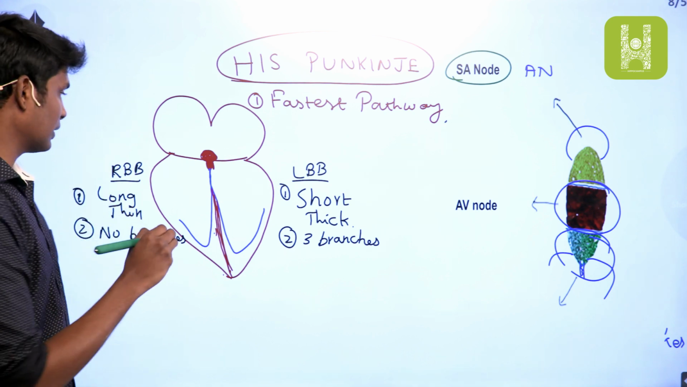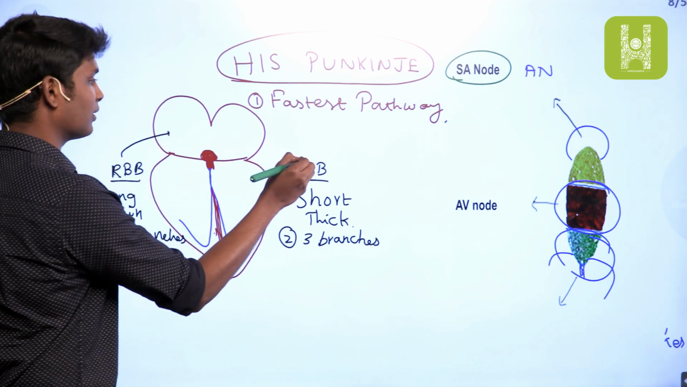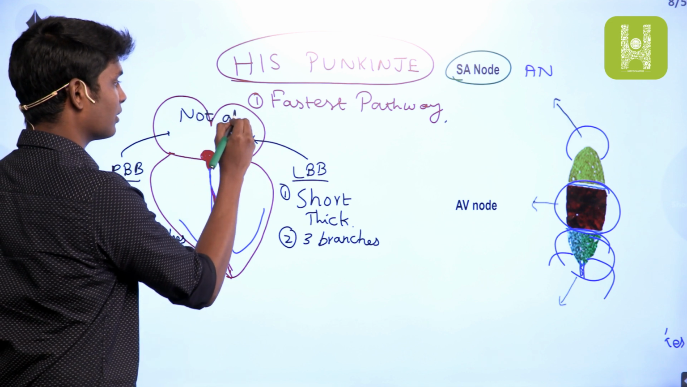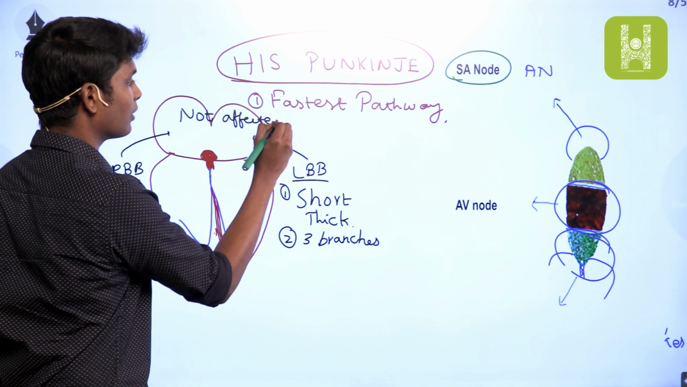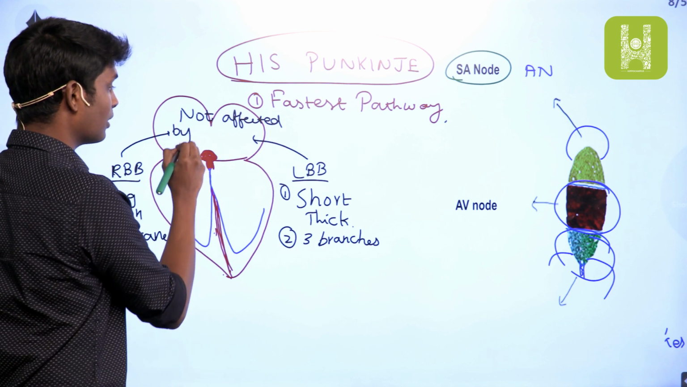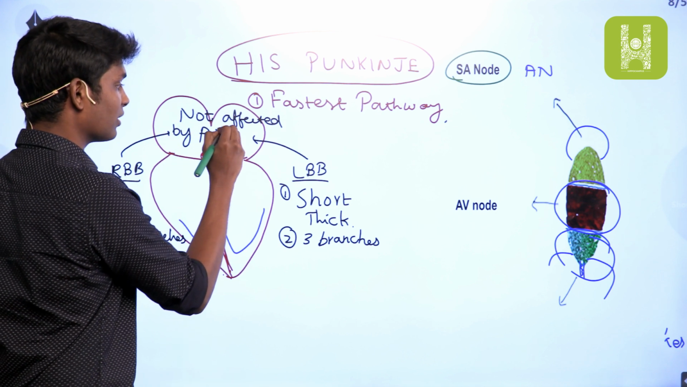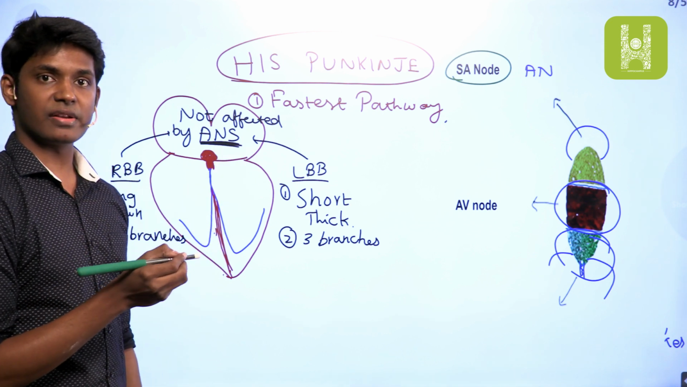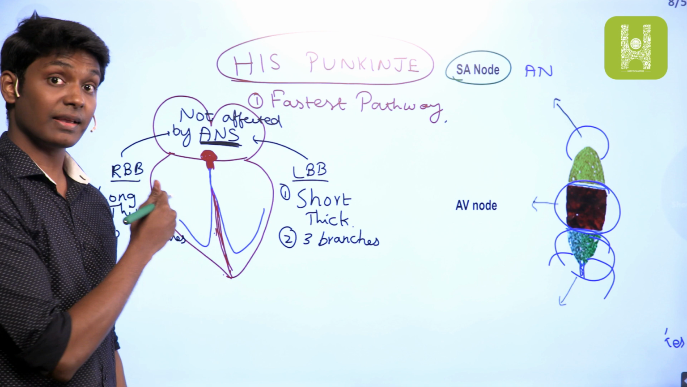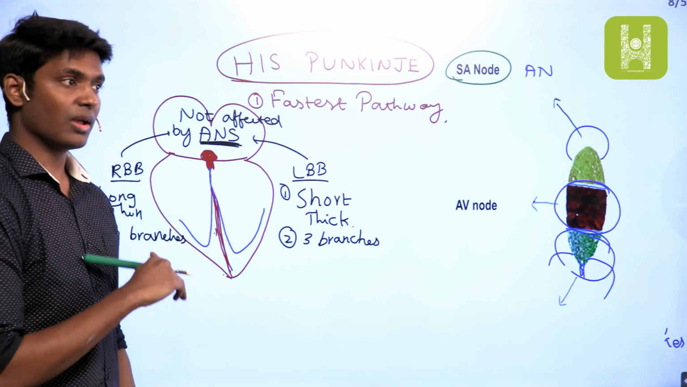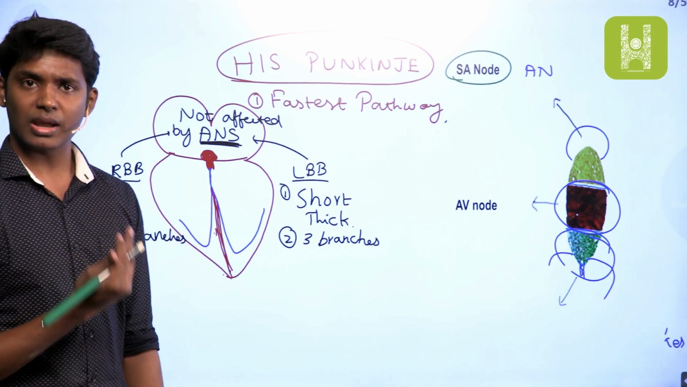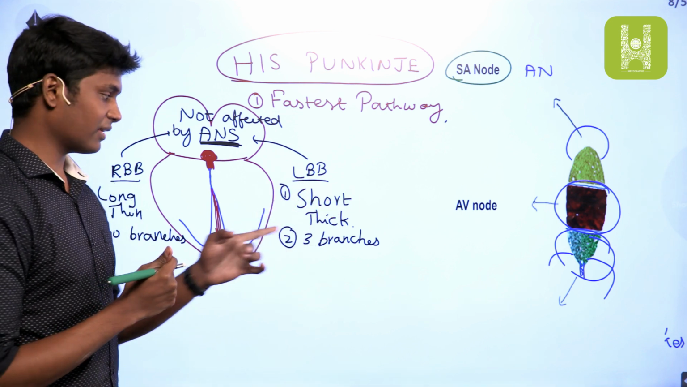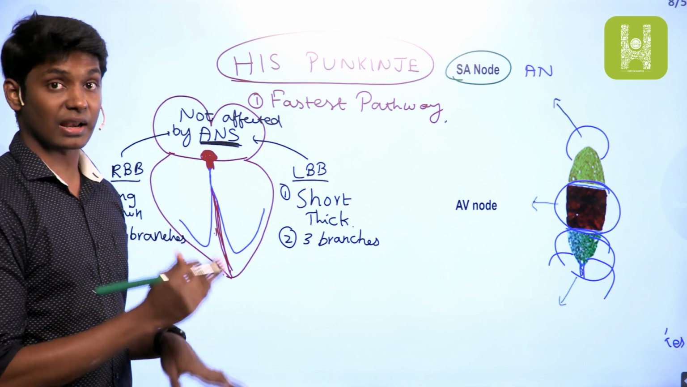And another important thing is both of these are not affected by the autonomic nervous system. So the sympathetic or parasympathetic influence actually doesn't affect the conduction to the His-Purkinje system. That is one important thing. So even when there is heightened parasympathetic activity, the bradycardia is mainly due to block at the AV nodal level, whereas the His-Purkinje fibers will usually be unaffected.